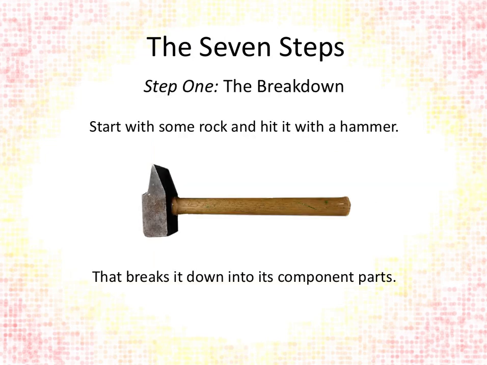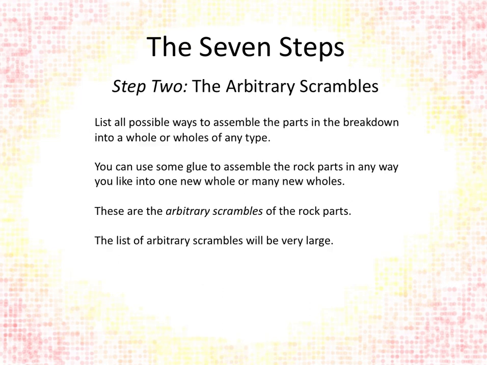There's a rock. Step 1, the breakdown. We hit the rock with a hammer, breaking it down into some component parts. Step 2, we find the arbitrary scrambles. We list all possible ways to assemble the parts in the breakdown into a whole or wholes of any type. Take some glue to assemble the rock parts in any way you like into a new whole or many new wholes. These are going to be the arbitrary scrambles of the rock parts. This list of arbitrary scrambles will be very large.